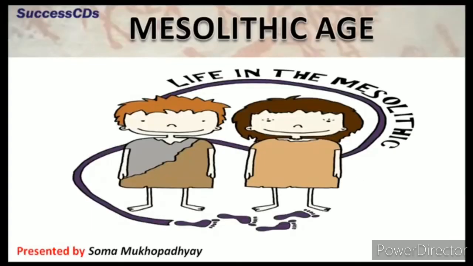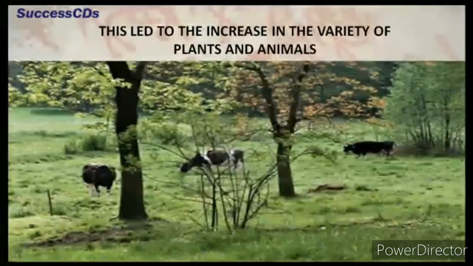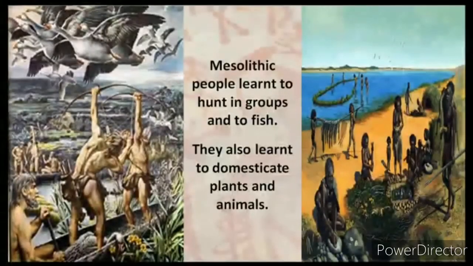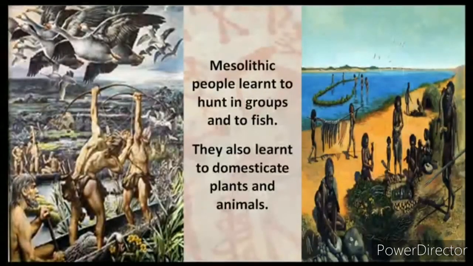Mesolithic age, also called the Middle Stone Age, brought about a change in the lifestyle of Paleolithic period. During this period, the climate of the world was getting warmer, which led to an increase in the variety of plants and animals. Hunting and gathering food became easier and human survival rate increased. Mesolithic people learned to hunt in groups and to fish. They also learned to domesticate plants and animals.